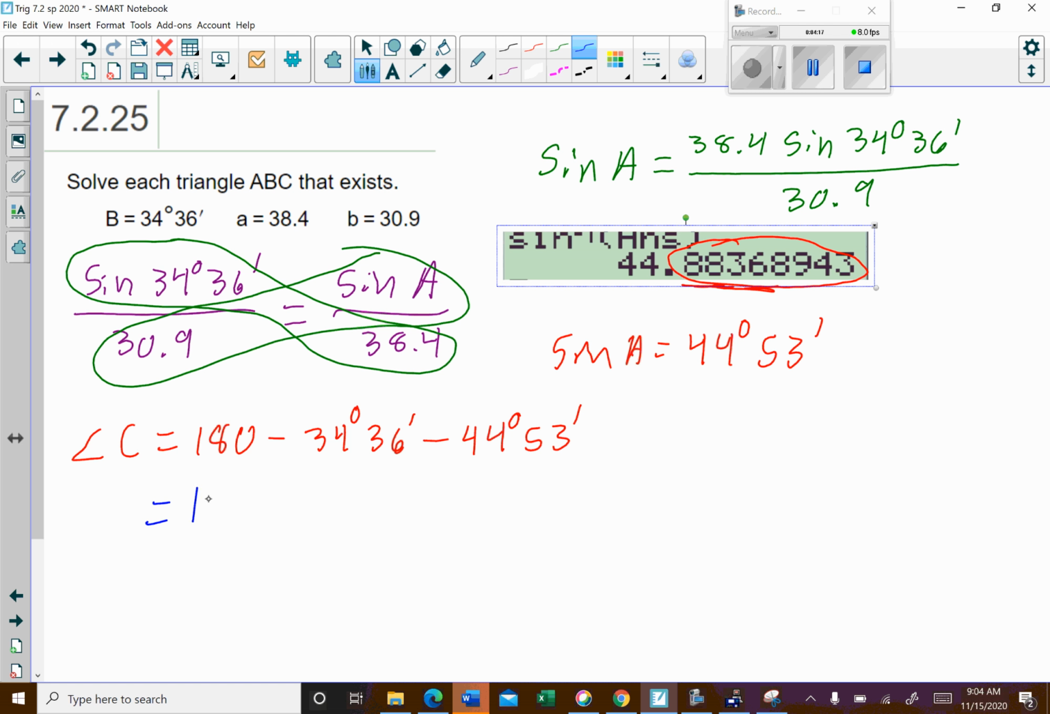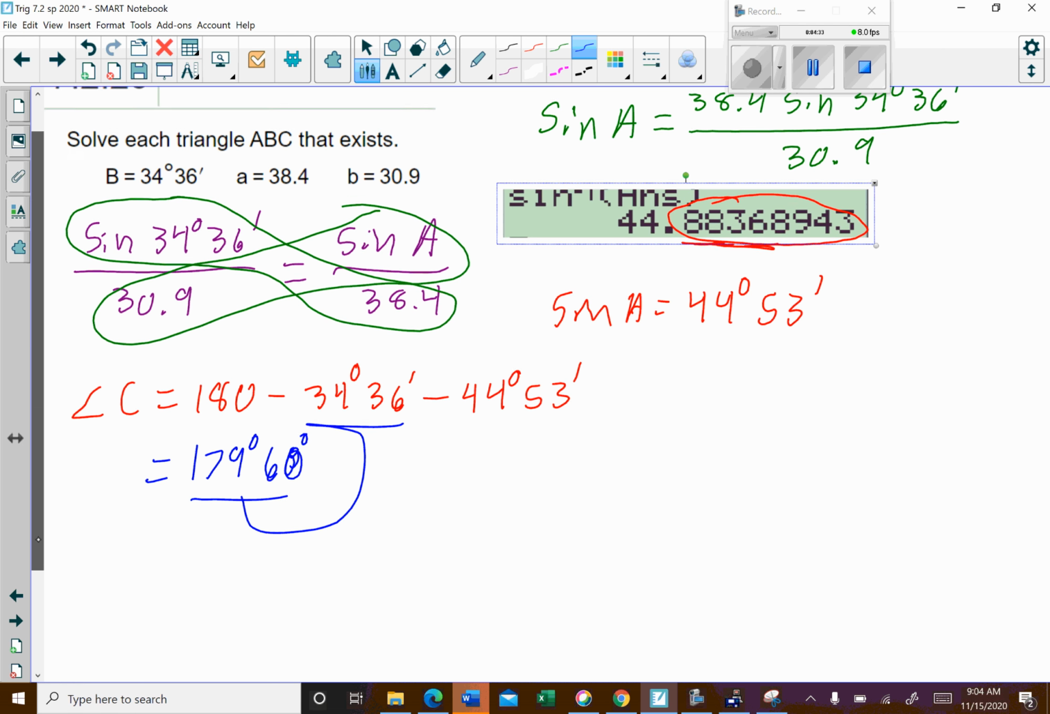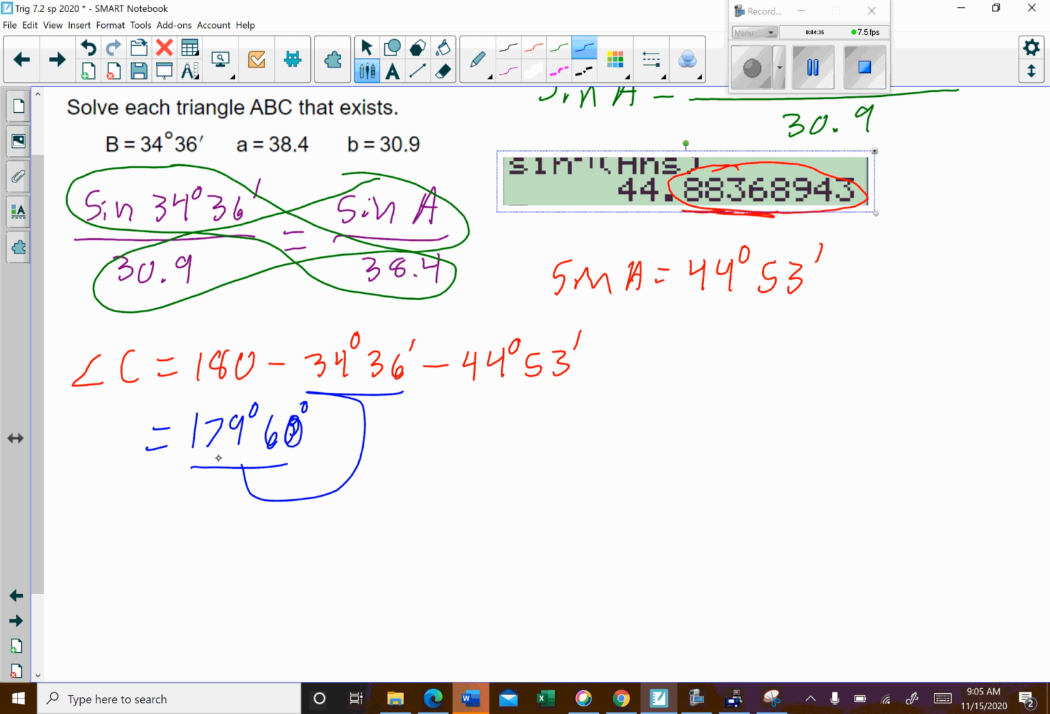Okay, so let's see. This is the same thing as 179 degrees and 60 minutes, right? So I'm going to go ahead and subtract off the 34 degrees and 36 minutes. If we take away 34 from here, that would leave us with 145, and then we take 36 from 60, and that'll leave us with 24. Seems right.